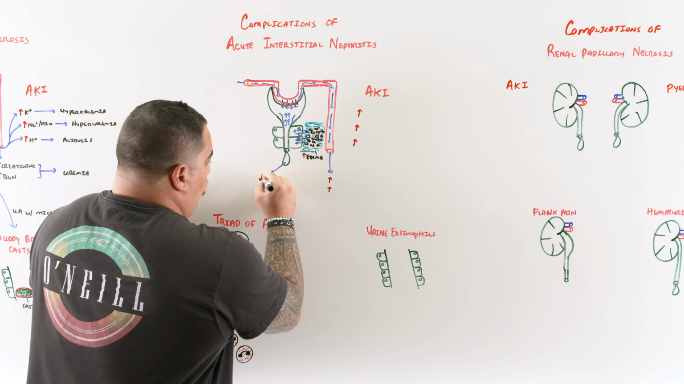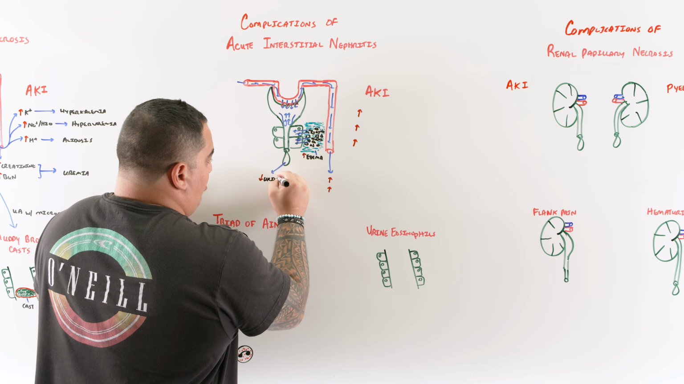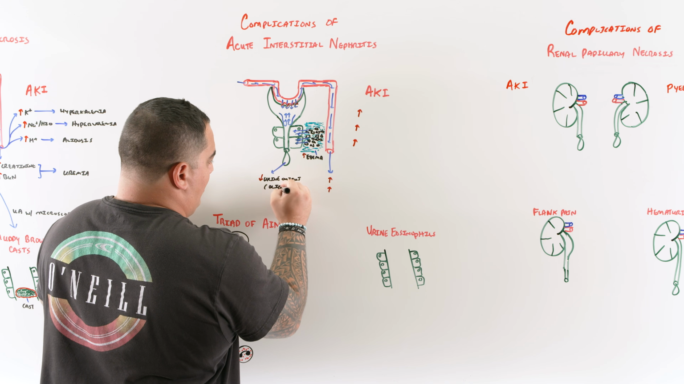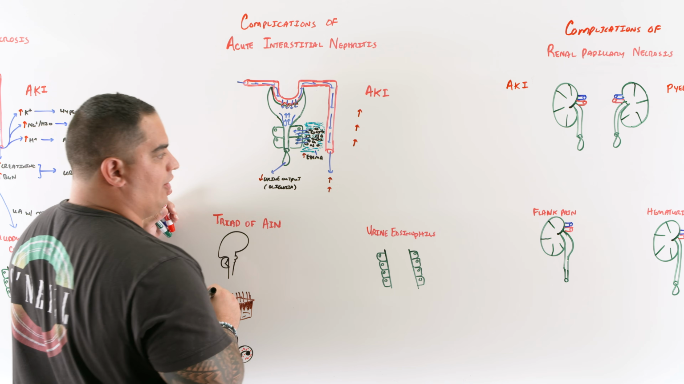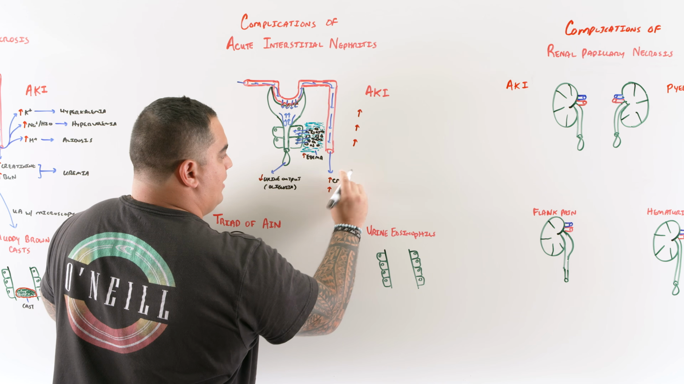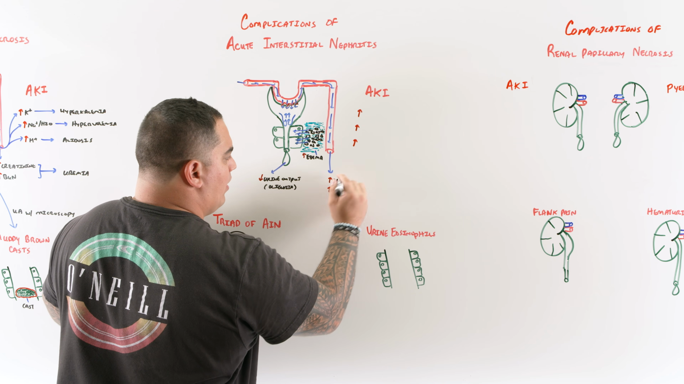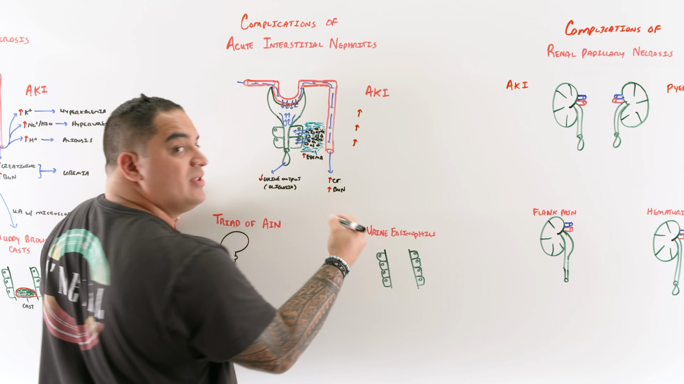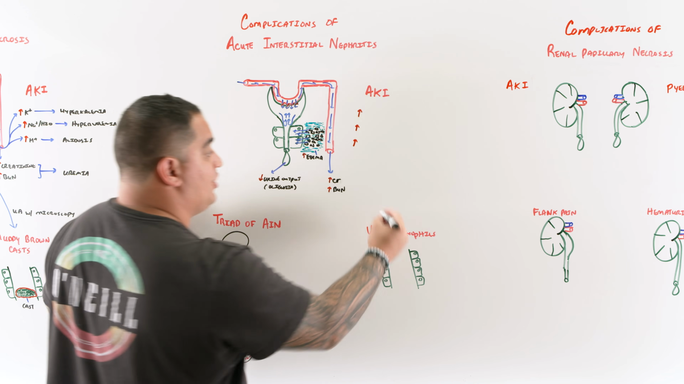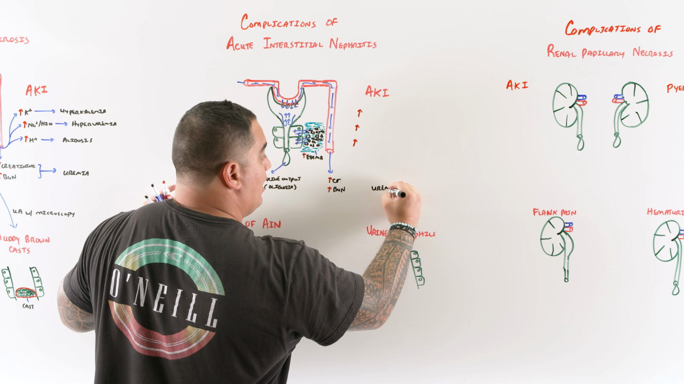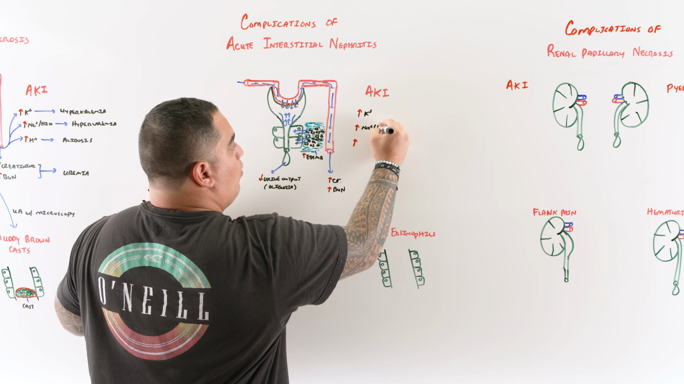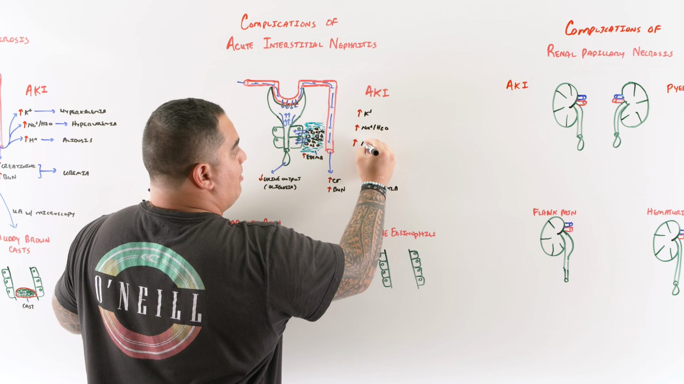So again, what is it called when we have a reduced urine output? My friends, this is oliguria, and if it makes no urine, it's anuria. Increased creatinine is a really big one. An increase in the BUN is called azotemia, but if it builds up enough that it causes complications, we can call that uremia. Then a buildup in potassium, a buildup in sodium and water retention, and a buildup in protons.